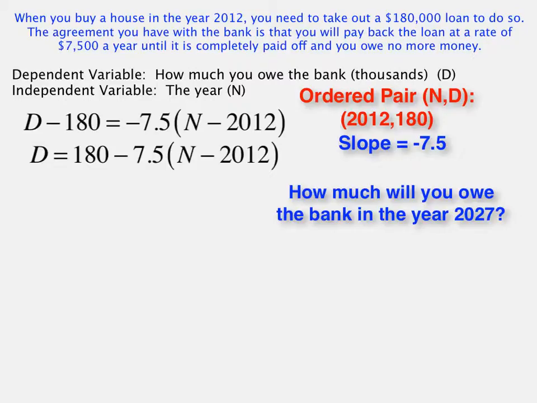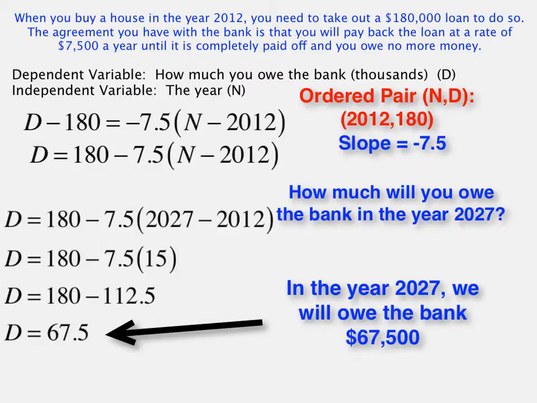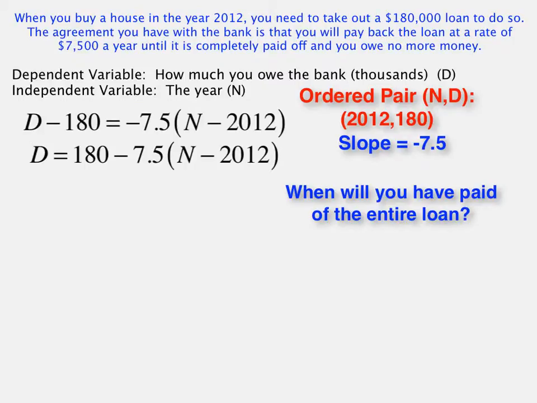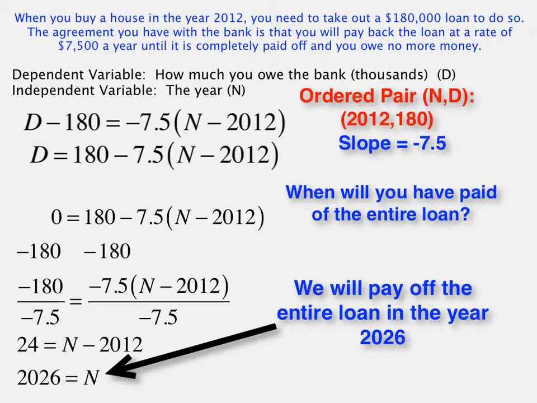No problem. All we need to do is substitute 2027 into our variable representing the year and then solve for how much we owe. Alright, now let's use the equation to determine when we're going to pay off the entire loan and owe no more money. Well, of course, if we owe no more money, that means that the value of D is 0. So all we need to do is substitute 0 in for D and solve for N to find out in what year that will be.